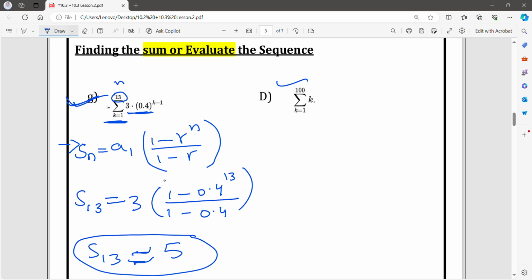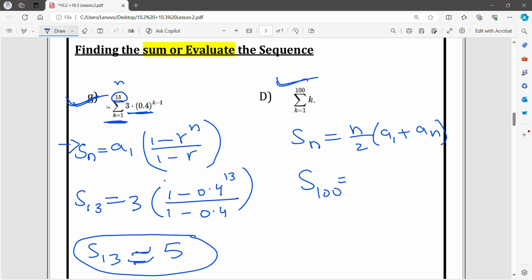Now in part D, this is arithmetic because k is not a power, and we need to evaluate. Then what is the formula for arithmetic? It's Sn equals n over 2 times a1 plus an. Now n means how many terms you have. You have 100 terms.